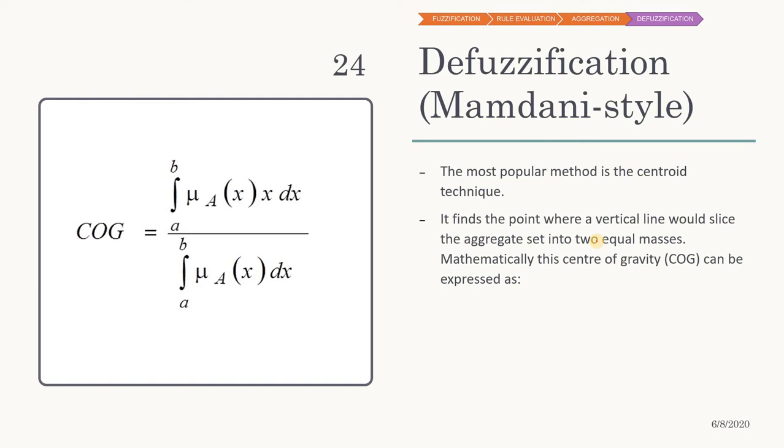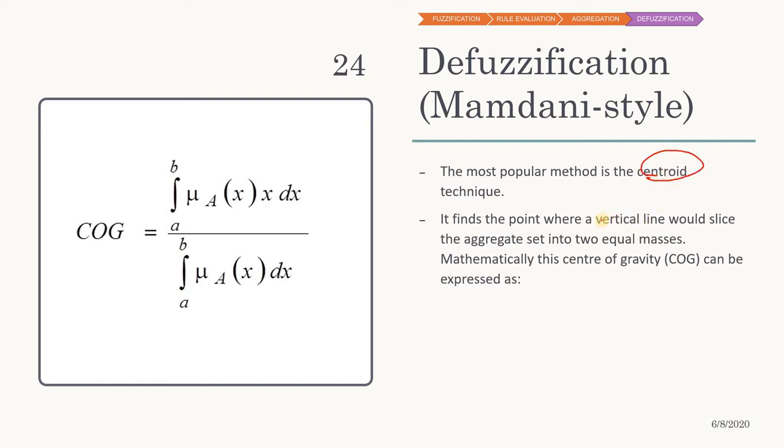Okay, everyone. So this is the final part of the fuzzy inference process, that is doing the defuzzification. So let us take a look at the Mamdani style first. This is the most popular method, where the Mamdani style uses the centroid technique.